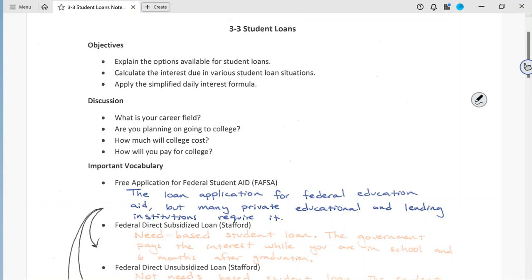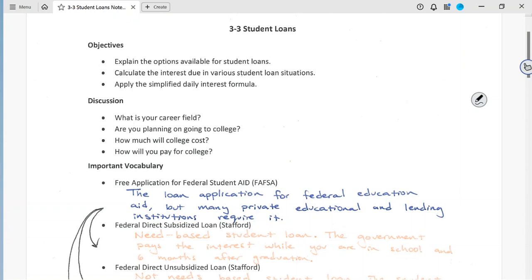This video is about section 3-3 on student loans, which I know is a very important topic to current high school students thinking about potential education in the future and then how much debt that will incur. So in this video, we will explain the options available for student loans. We will calculate the interest due in various student loan situations, and we will apply the simplified daily interest formula to do some calculations about student loans and debt.